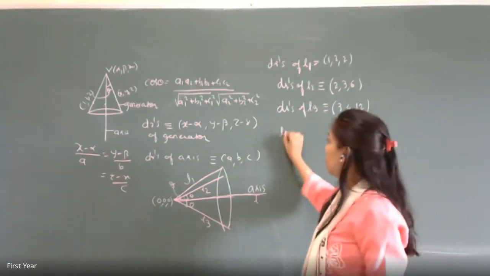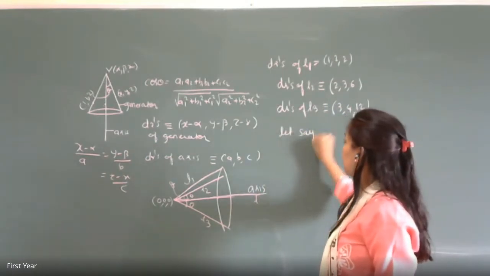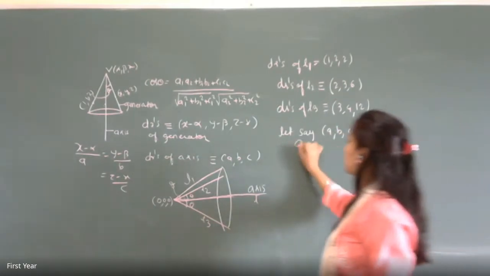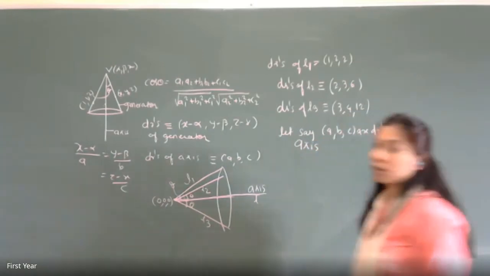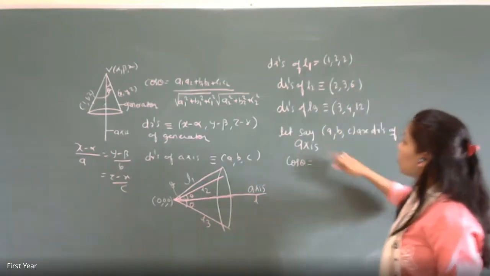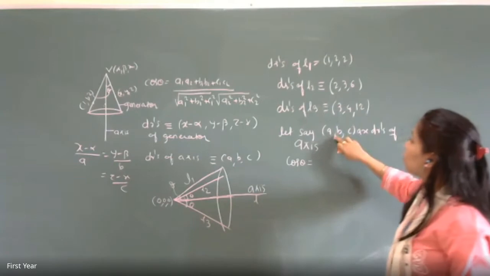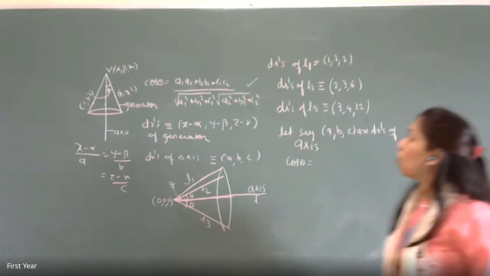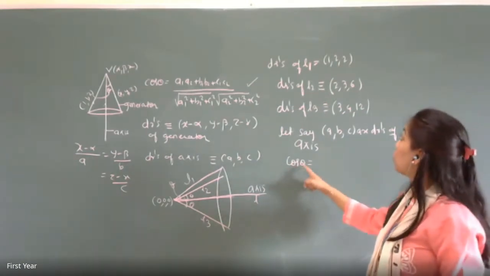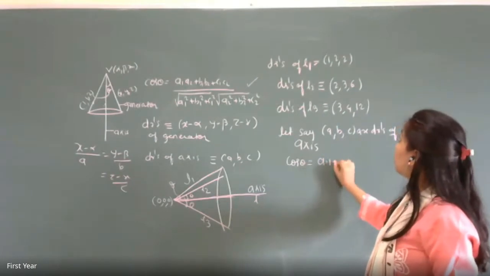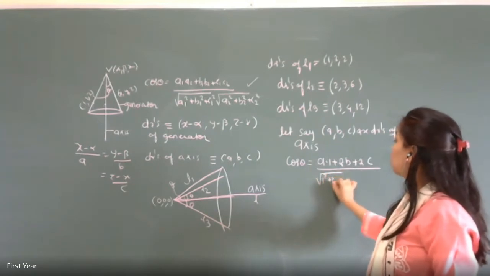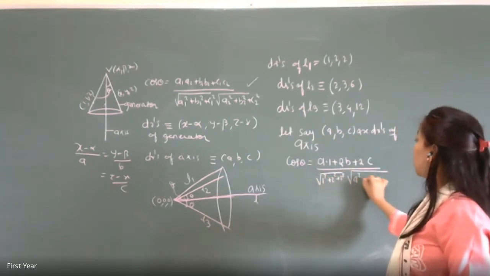Let us assume A, B, C are the direction ratios of the axis. Then what do we know? Cos theta is equal to the product upon their square roots, because line 1, line 2 and line 3 are all making an equal angle with the axis. So what is the first equation that I get? Cos theta is equal to A into 1 plus B into 2 plus C into 2, divided by root of 1 square plus 2 square plus 2 square into root of A square plus B square plus C square.